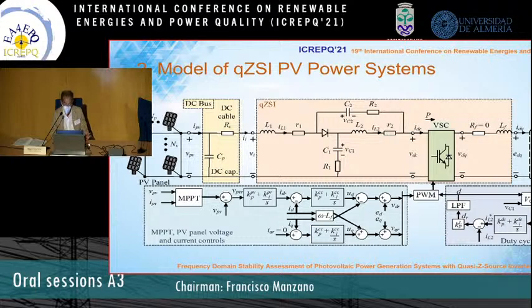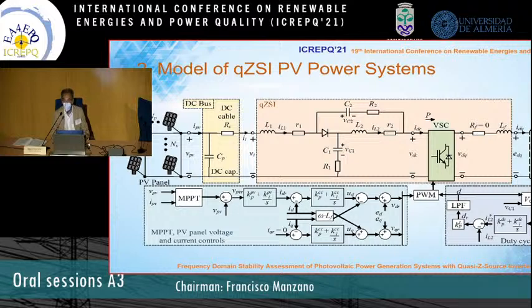On the bottom left side, we have the control of the maximum power point, the PV panel voltage, and the current controls of the converter. And at the bottom right, we have the control of the duty cycle of the quasi-zeta source converter, which imposes the value of the DC voltage at the terminal of the voltage source converter.